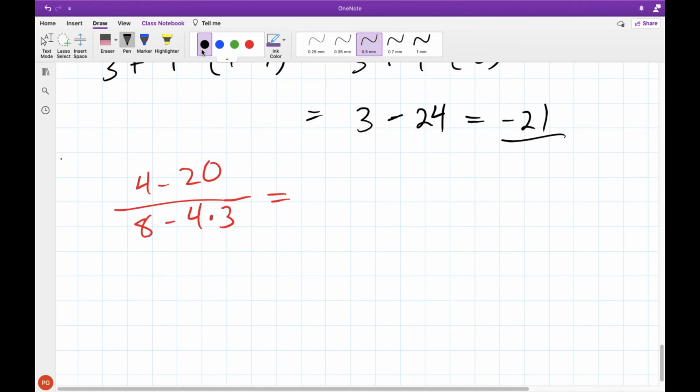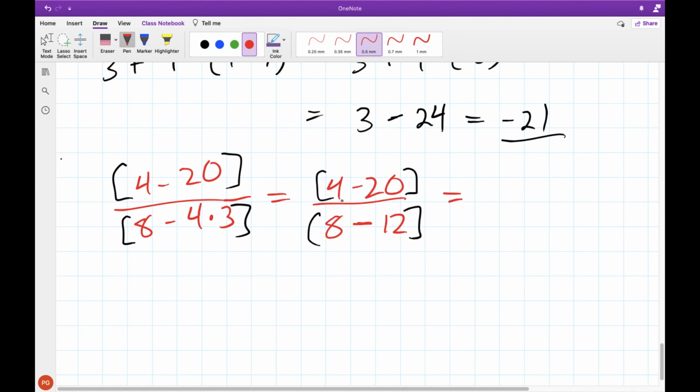All right, what about this second one? Well, notice we've got this big dividing line, which means that the top and the bottom are effectively in brackets. We have to simplify those two first before we do this division. So looking at our 2 brackets, we've got multiplication in this bottom bracket for negative 4 times positive 3. Negative 4 times positive 3, our answer is going to be a negative. 4 times 3 gives us 12. And now we can do our subtraction. 4 minus 20 is going to be negative 16. 8 minus 12 is going to be negative 4. Our brackets are fully simplified.